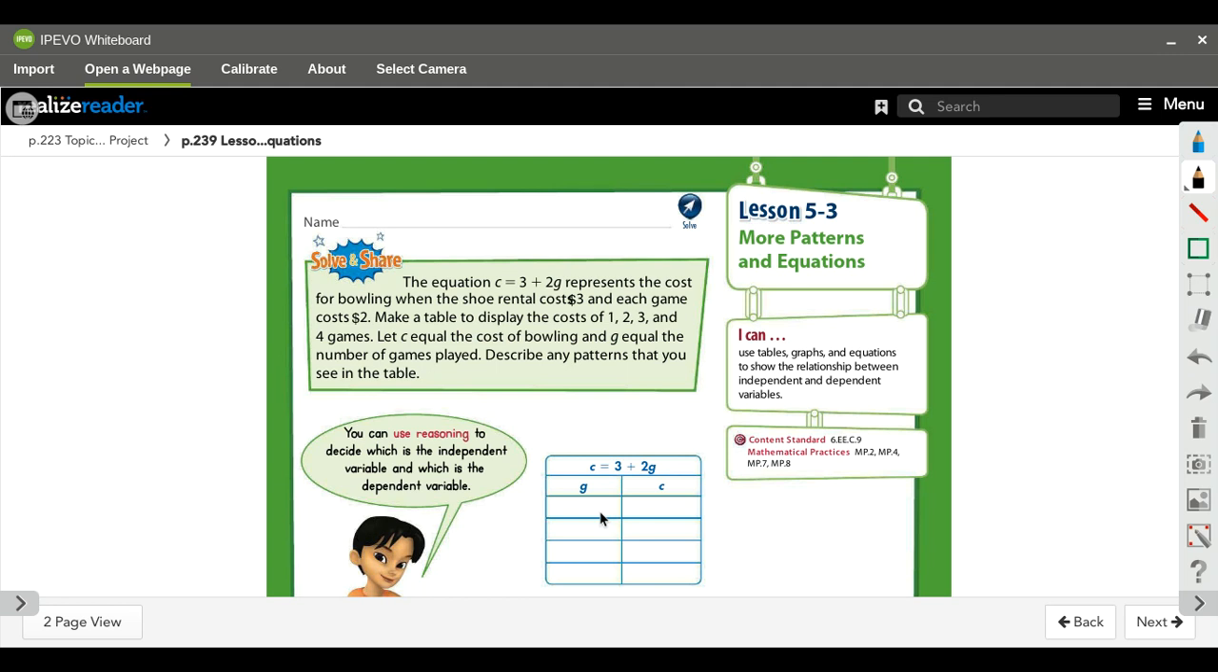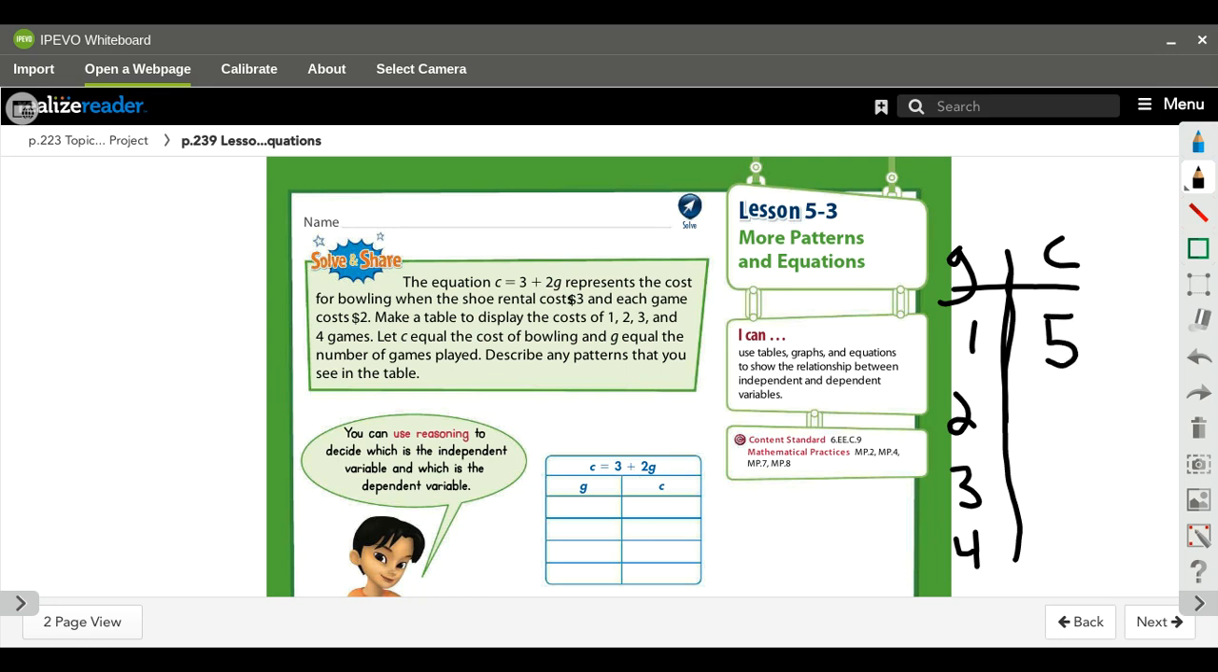So when I do my values, I'm going to make my table off to the side because I cannot write that tiny table. So I have G, I have C, and then I have 1, 2, 3, 4. Okay. So if I have one game, the cost is going to be 2 times 1, which is 2, plus 3, which is going to be 5. So one game is going to cost $5. Do the same things for 2, 3, and 4.